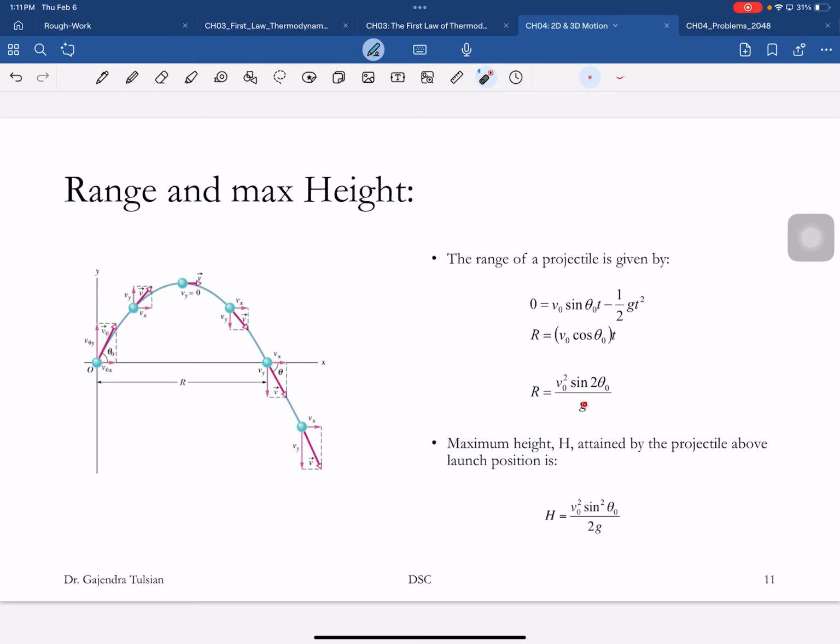On the moon, the acceleration due to gravity is about 1/6 that on Earth. So if you throw an object at the same speed and the same angle, it'll go 6 times further. So that's the range formula. And this is the maximum height it rises above the point from which you've thrown: the initial speed squared, times sine squared of the initial launch angle, divided by 2g.